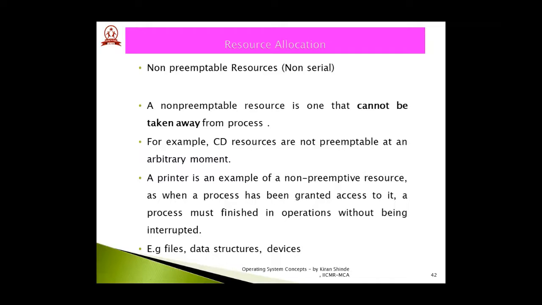An example of a non-preemptible resource can be a CD-ROM or a CD read-write resource, which is not preemptible at any arbitrary moment. A second example can be a printer, where when a process has been granted that particular printer, the process must finish its operation without being interrupted. So these are two popular examples of non-preemptible resources, such as CD and printer. There are many more examples. A few are listed here: files, data structures, device drivers, and many more.